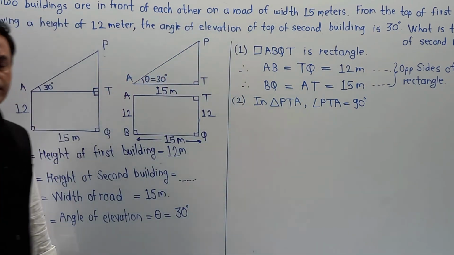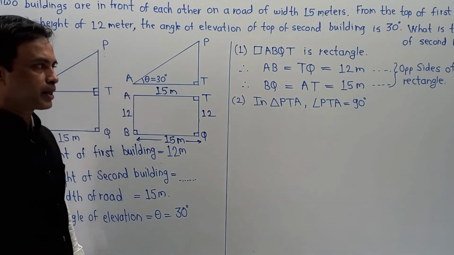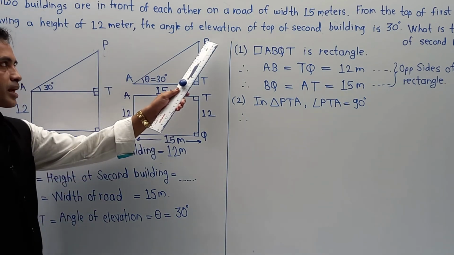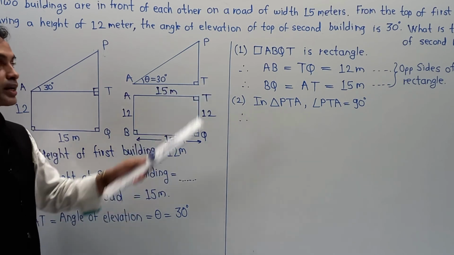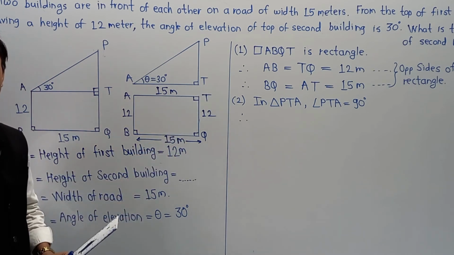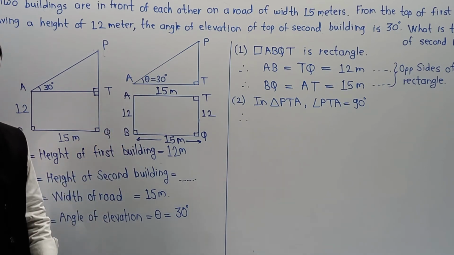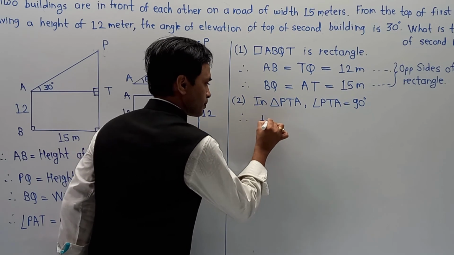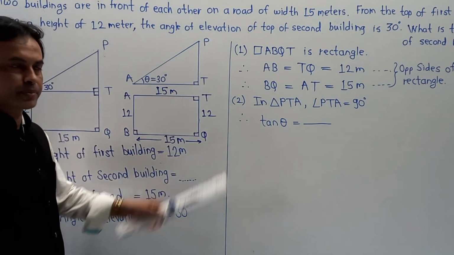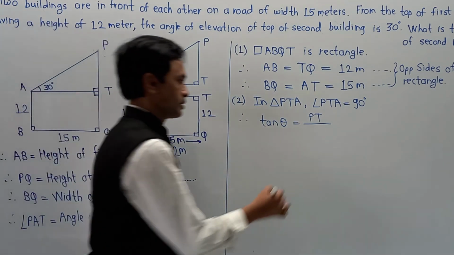Why are we making this declaration? So that we can easily use the property of trigonometric ratios. The part to be considered is angle PTA. Here we are interested in the opposite side, that is PT, and they have given the adjacent side, or we are able to calculate the adjacent side. Naturally we have to take opposite to adjacent with theta, so it is tan theta. So tan theta is equal to the opposite side, PT, upon the adjacent side, AT.